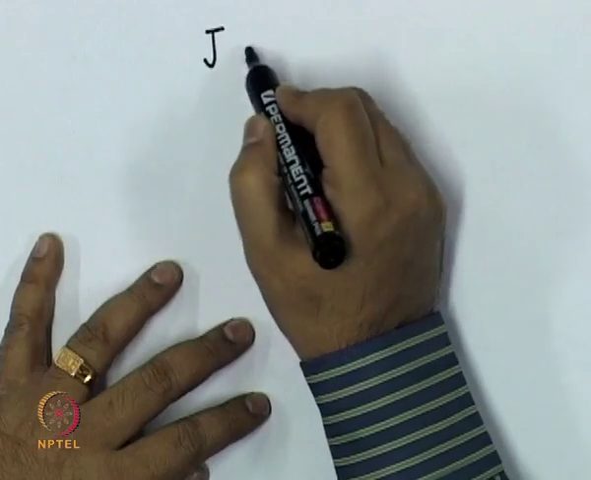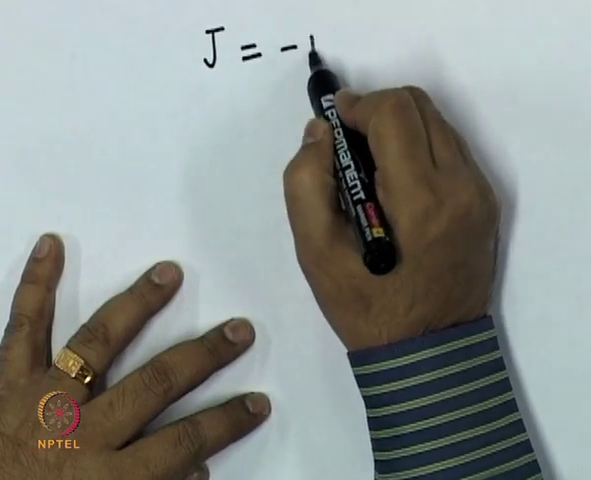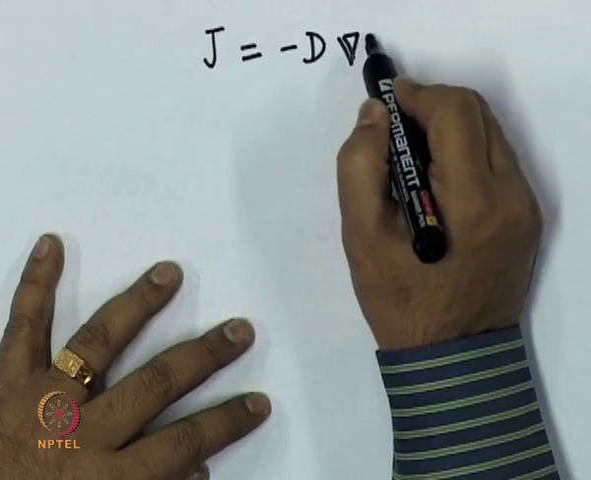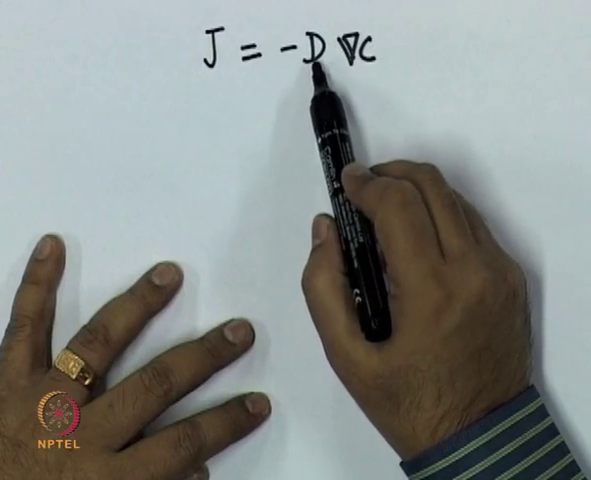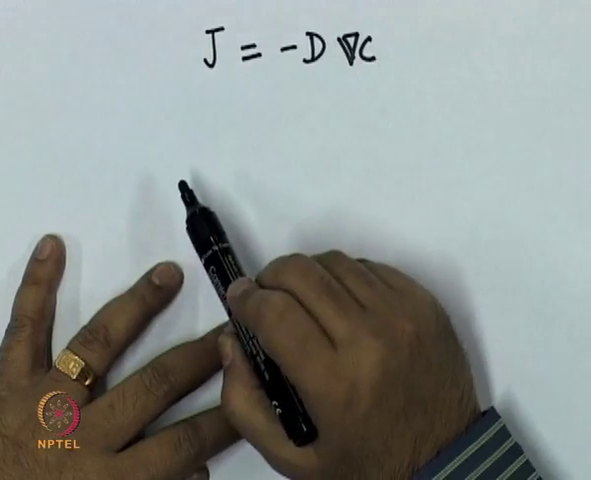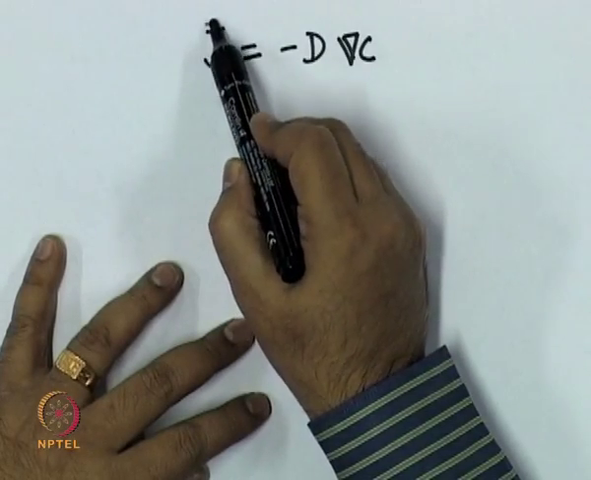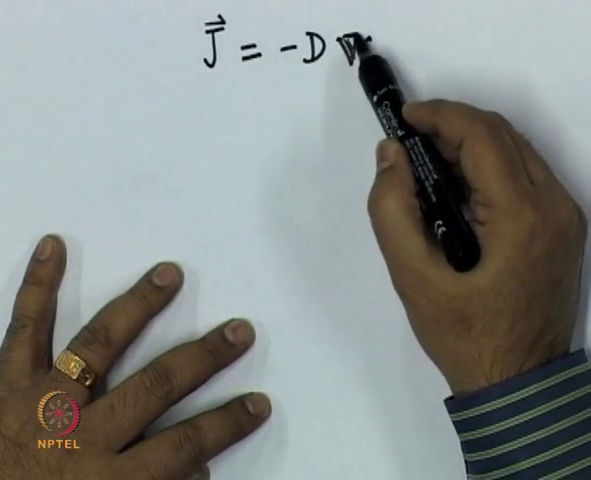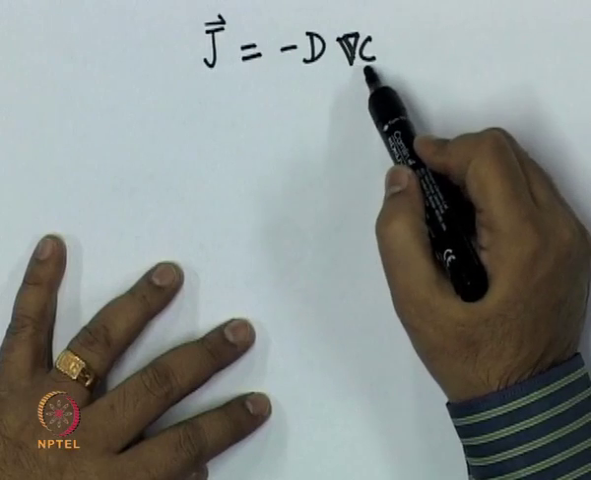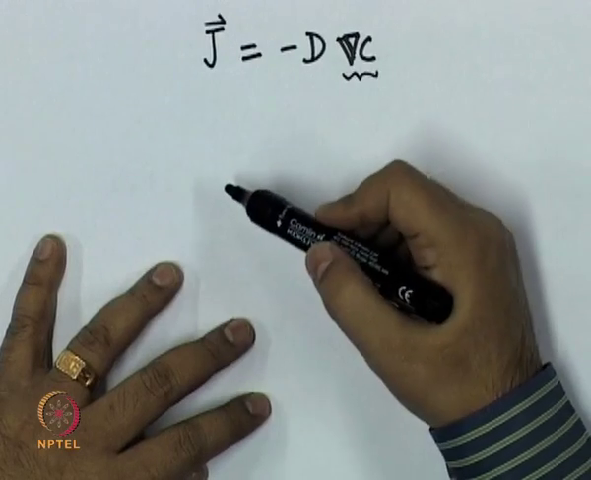We will go back to the Fick's first law that we defined and look at it a little bit more carefully. Fick's first law says that the flux is negative diffusivity times concentration gradient, and flux is basically a vector, and this mark on del here is to indicate that this del C is basically also a vector.